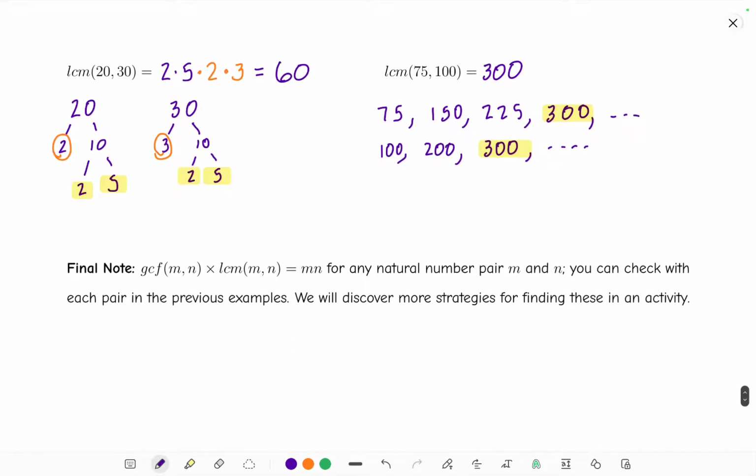Final note, the GCF of two numbers times the LCM of two numbers equals the two numbers multiplied, for any natural number pair m and n. You can check with each pair in the previous examples, and you'll discover more strategies for finding these in an activity. And that is it for section 4.1.